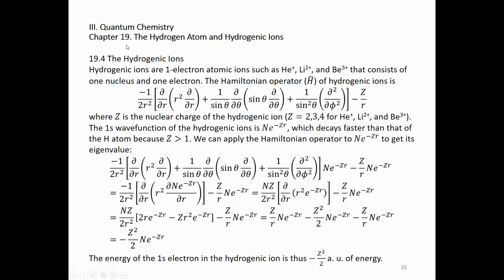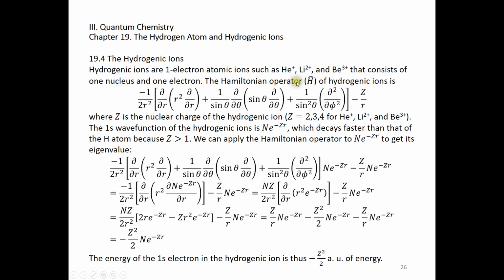Chapter 19. The hydrogen atom and hydrogenic ions. Section 19.4. The hydrogenic ions. Hydrogenic ions are one-electron atomic ions such as helium+, lithium 2+, and beryllium 3+, that consist of only one nucleus and one electron.